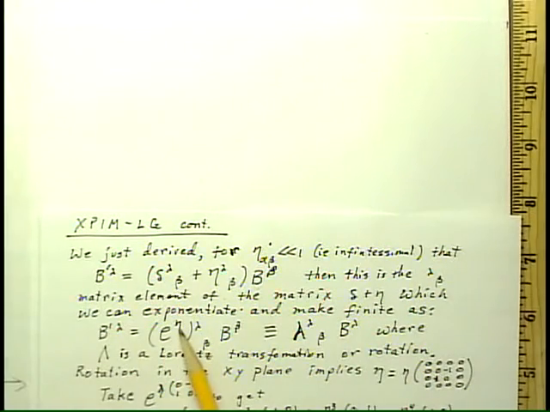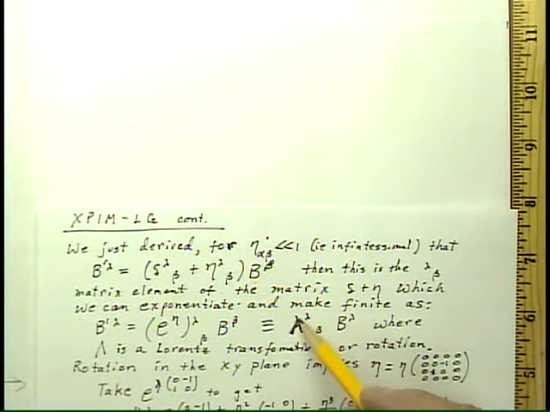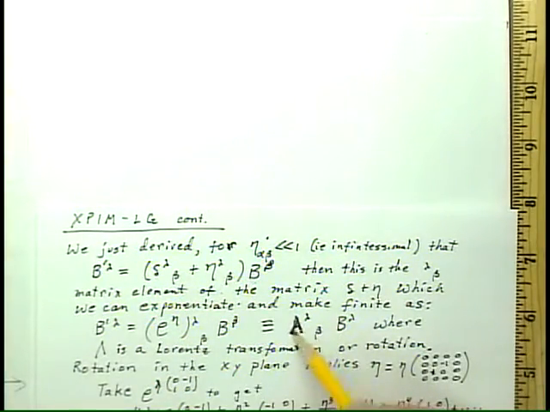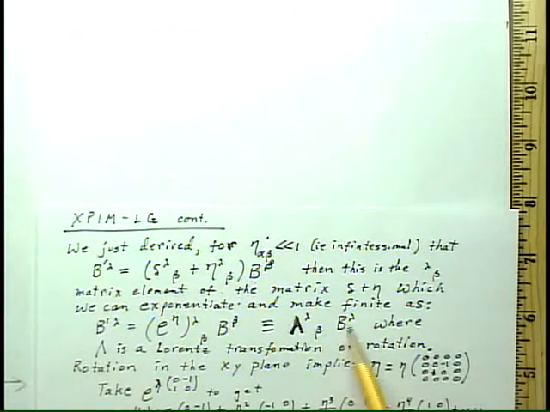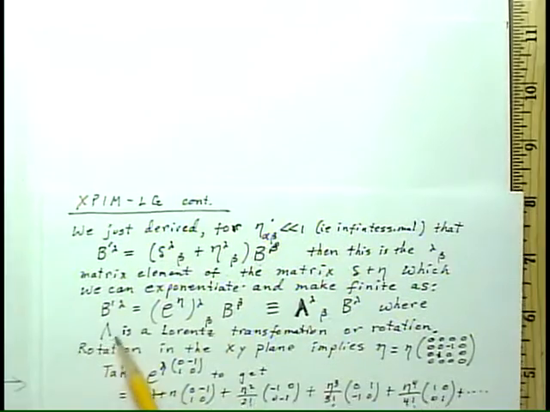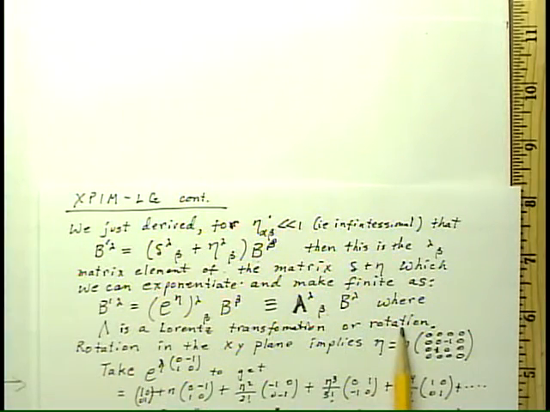Now you remember e to the eta, if eta is infinitesimal, is equal to 1 plus eta, because eta squared over 2 factorial and so forth will disappear if they're infinitesimal. Therefore, repeated actions of that infinitesimal transformation will give the lambda beta matrix element of this exponentiation. We're going to write that as a capital lambda, with lambda, the lambda beta matrix element, times b lambda, where lambda is the Lorentz transformation or the rotation.